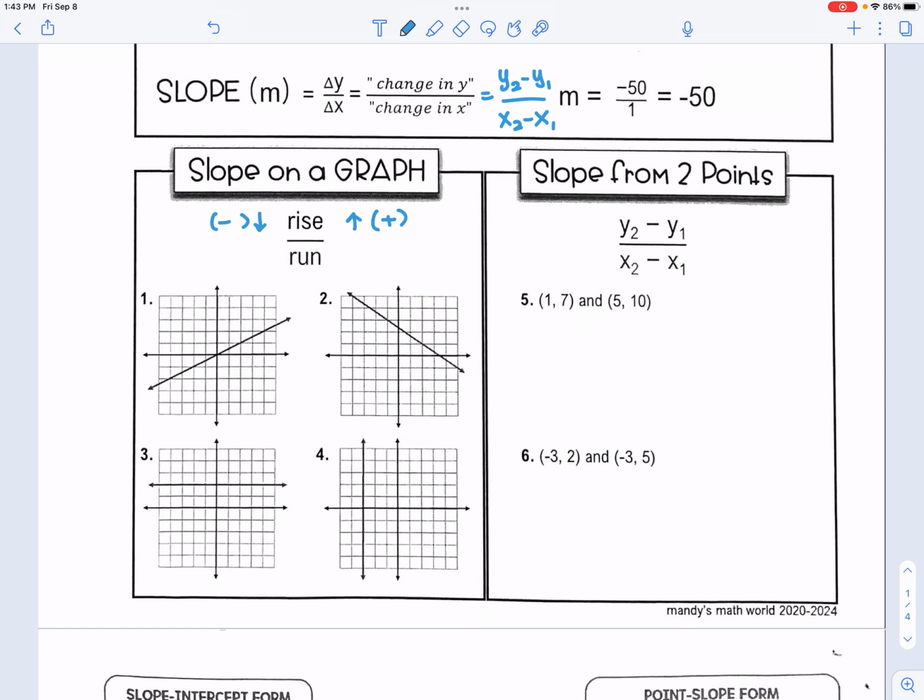Our run tells us left and right. If our run is negative, that tells us we're going to the left. And if our run is positive, that means we're going to the right. Because a lot of times we are dealing with fractions or numbers, if you're ever dealing with a number that is not written as a fraction, you can always put it over 1.